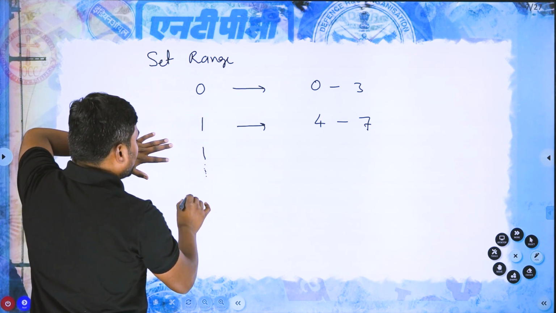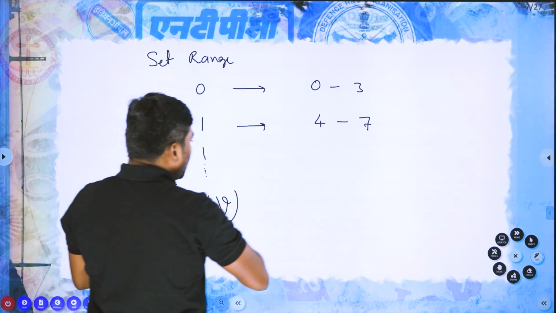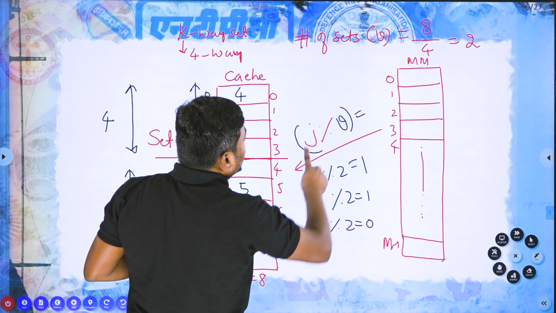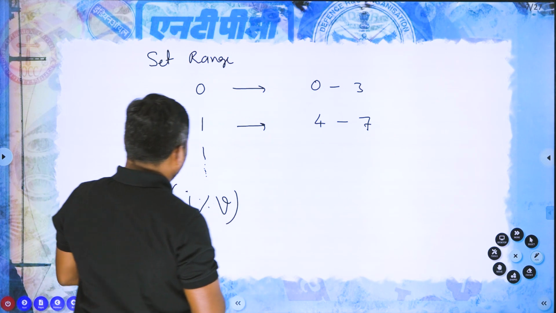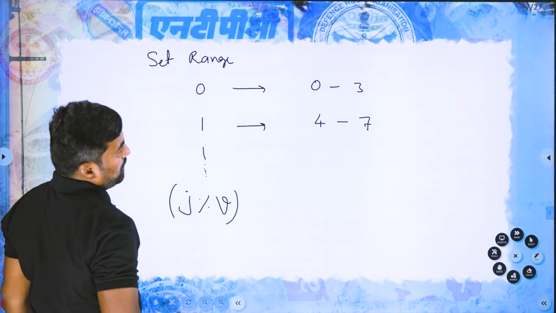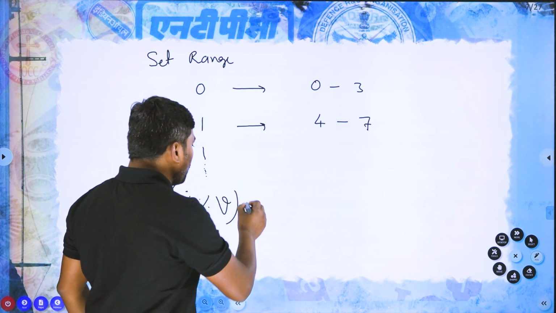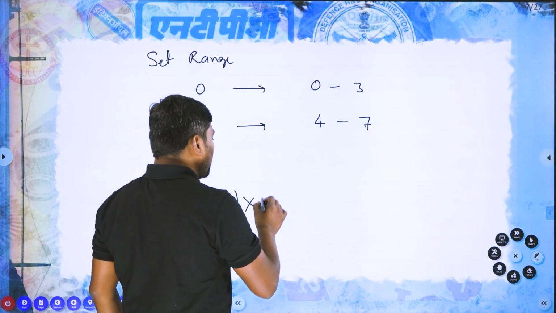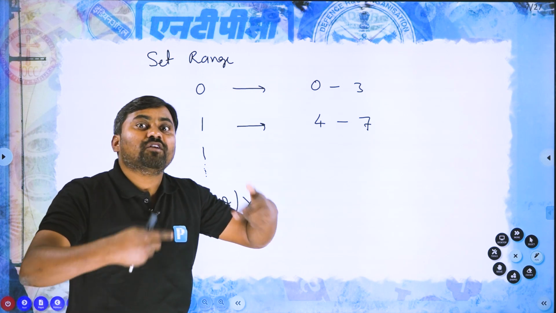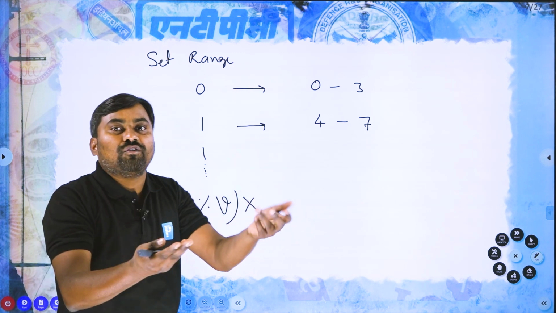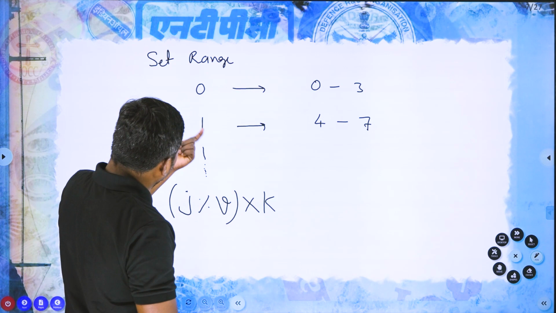How are we getting it? J modulo V only. Please understand with the previous slide: J modulo V gives the set number. For this set number, the range is nothing but how many blocks there are, so I have to multiply with the size. The size of the set depends on the k-way set associative, in our example 4-way, but in generalization k. So will it work or not?